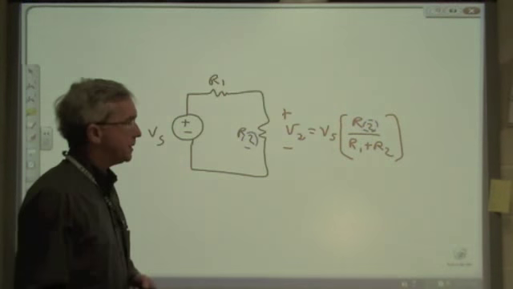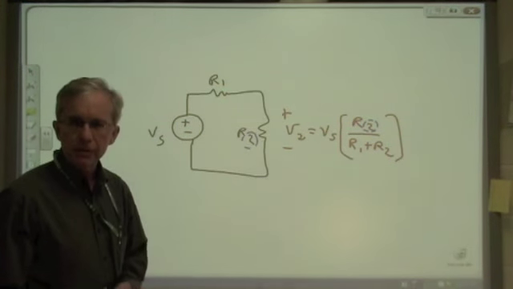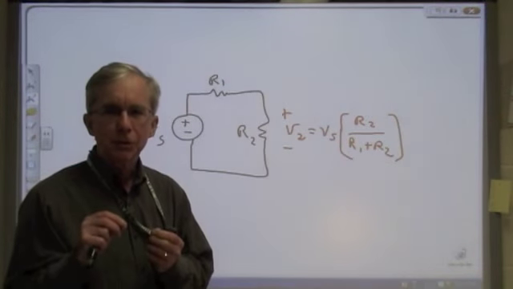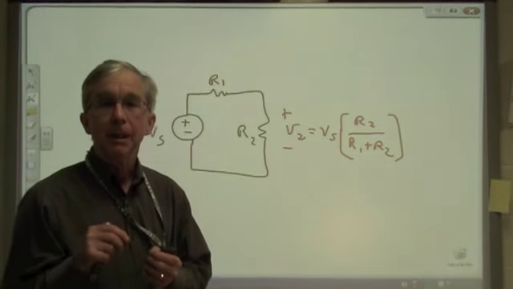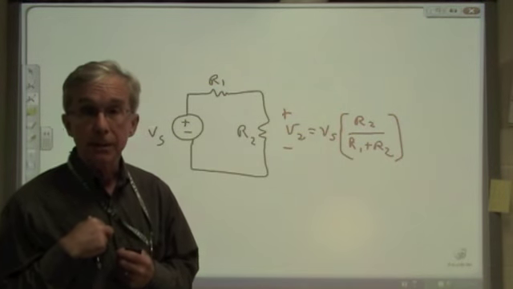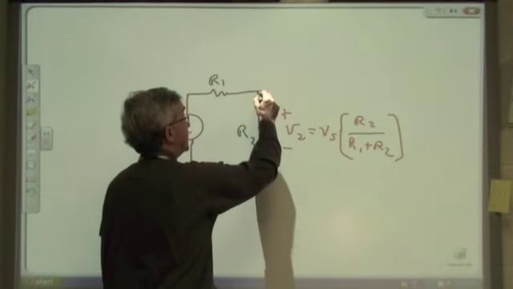If we had more resistors in series, the denominator would have all the resistors added up. Whereas with current division, we had to make really sure that all the resistors were in parallel. Here, if we're going to use the voltage division equation, they must all be in series. Suppose, for example, we have another resistor attached to this circuit.